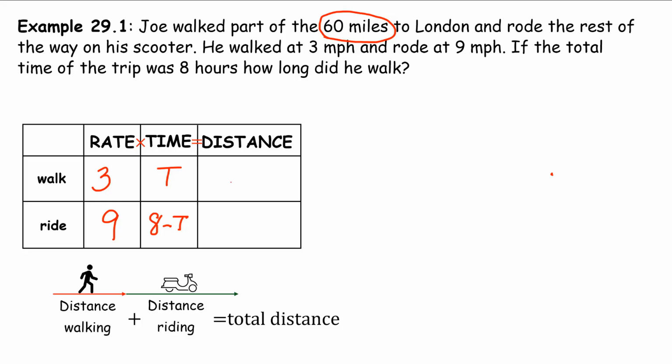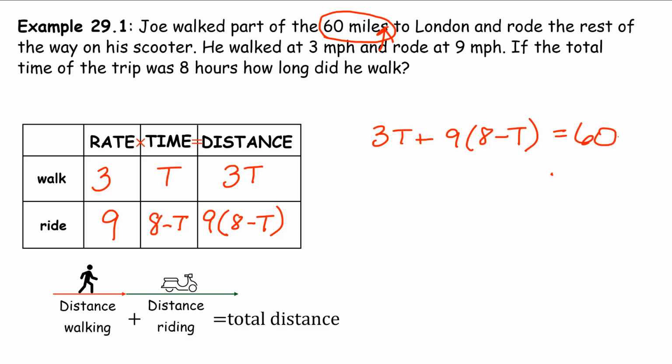So the walking distance is rate of 3 times time of t. The distance riding is 9 times 8 minus t, rate times time. And now what am I going to do with that? Well, they tell me that the total distance to London is 60 miles, which means the distance walking plus the distance riding, that's got to add up to 60. So 3t plus 9 times 8 minus t is going to equal 60.